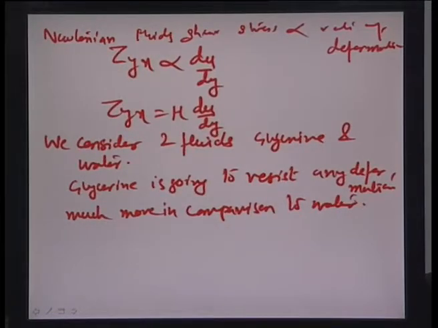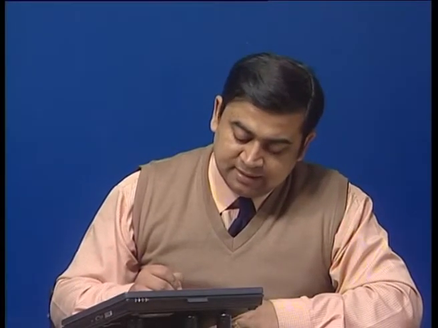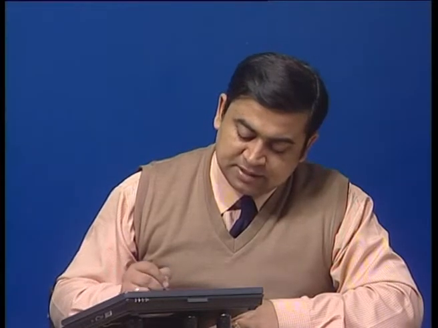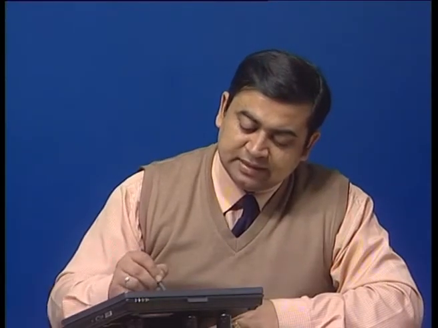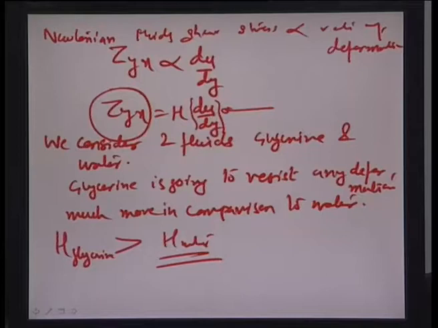This is because glycerine is much more viscous, or in other words, the mu for glycerine is much higher than mu for water. This means the amount of shear stress needed for a certain velocity gradient to be created is higher. That means we are talking about movement of interlayers: two layers moving with respect to each other. For a certain finite gradient du by dy to be created, we need much more shear stress, or much more force or effort, in glycerine, because the mu value is higher in comparison to water. That is the essence of what viscosity is all about.